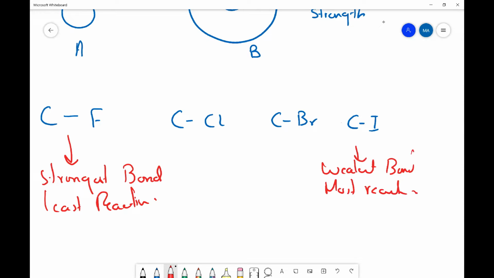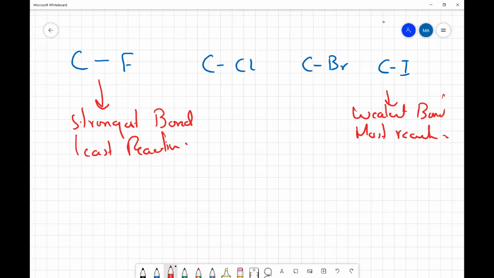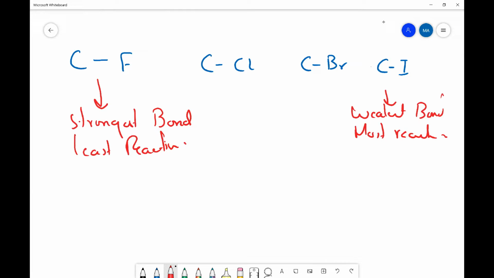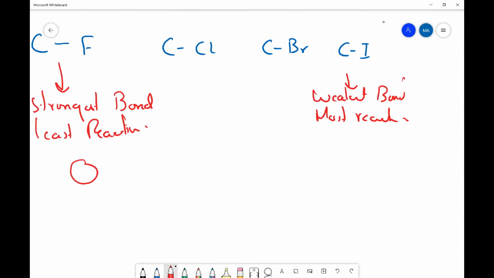Why? Because fluorine is on top of the group. The atomic radius of fluorine is less compared to these other halogens. Because of the lesser atomic radius, the bond is strongest and it's the least reactive one. Similarly, iodine has the greatest atomic radius. This is why the bond is weakest, and this is why it's the most reactive one.